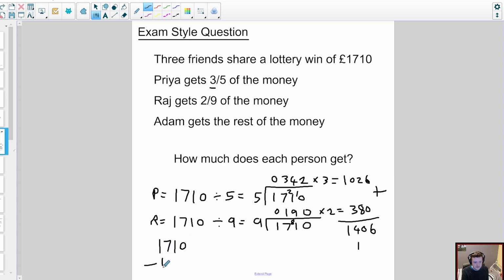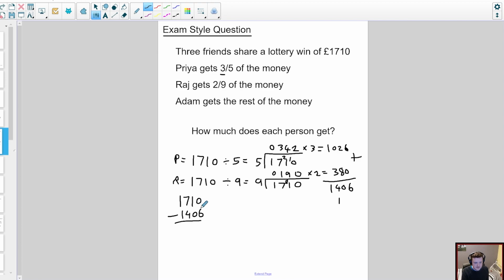Finally, if I do 1,710 minus 1,406, what we're going to end up with is 0 take away 6 we can't do, so we borrow 1 from here. 10 take away 6 is 4, 0 take away 0 is 0, 7 take away 4 is 3, and 1 take away 1 is nothing, so we have 304. And so that's Adam's score.